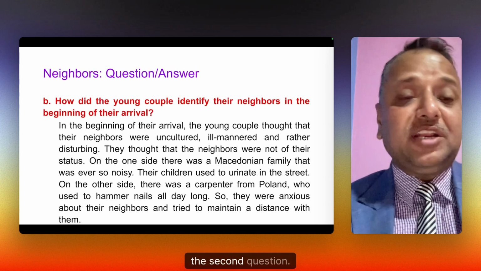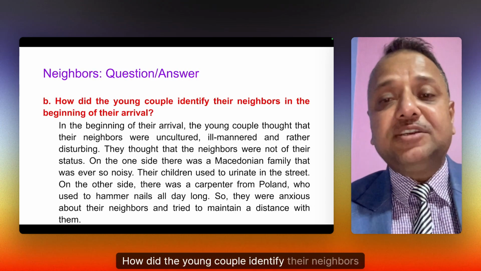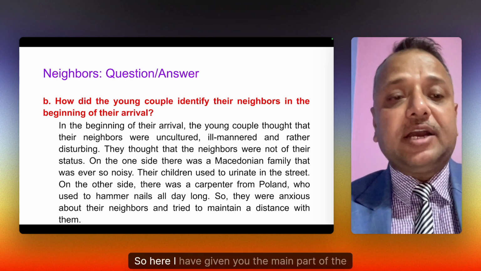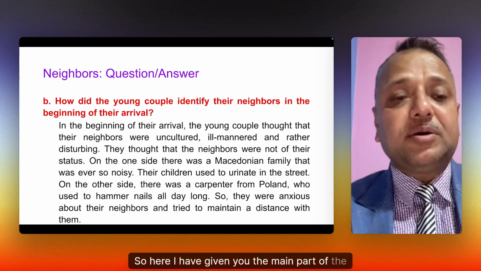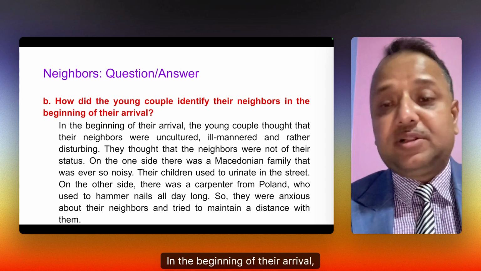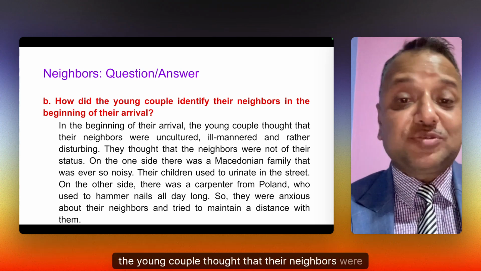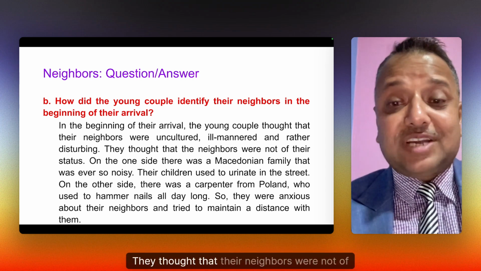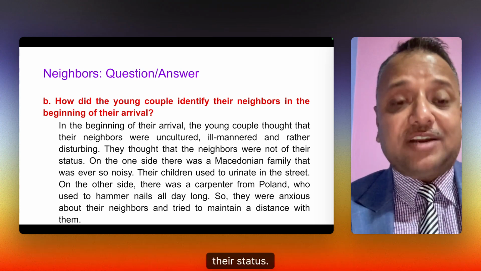Moving ahead. The second question, how did the young couple identify their neighbors in the beginning of their arrival? So here I have given you the main part of the answer, meaning the second paragraph. In the beginning of their arrival, the young couple thought that their neighbors were uncultured, ill-mannered, and rather disturbing. They thought that their neighbors were not of their status.